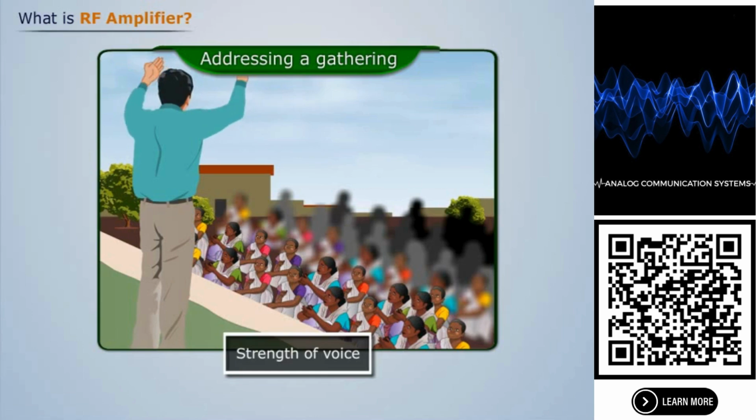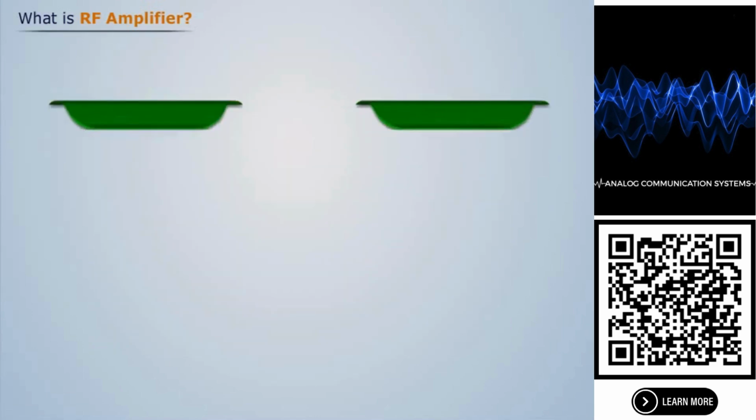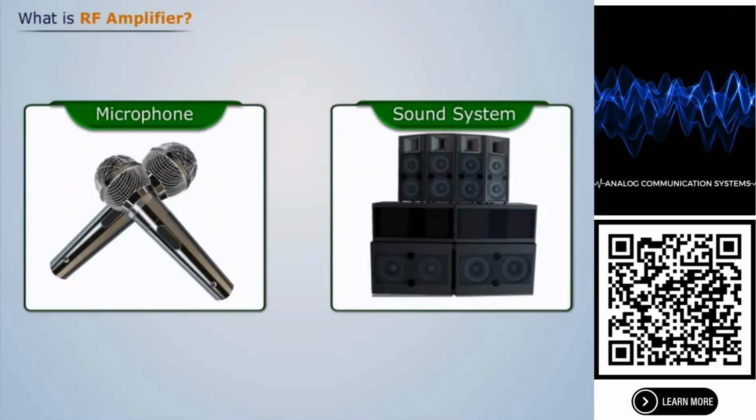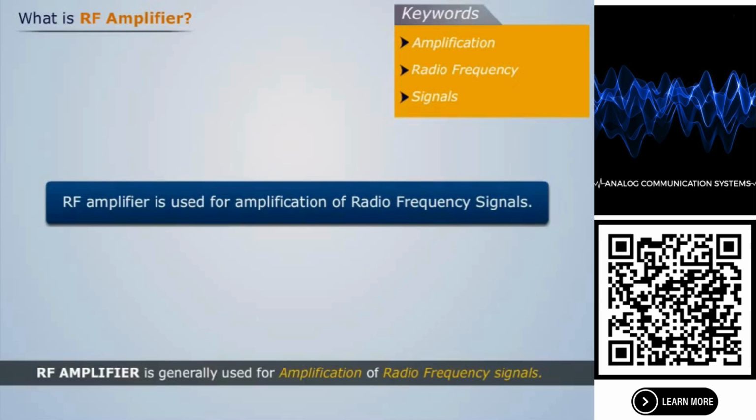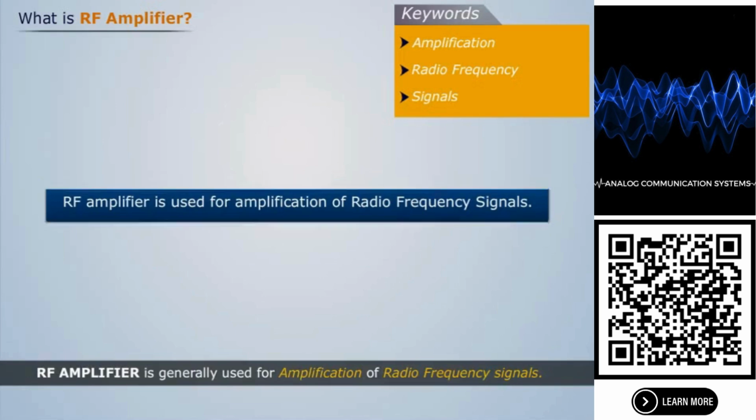audible to everyone with good quality of voice. For that, microphones, sound systems, and amplifiers are used to increase the strength of the voice. In the same way, an RF amplifier is used for amplification of radio frequency signals. Thus, an RF amplifier is generally used for amplification of radio frequency signals.